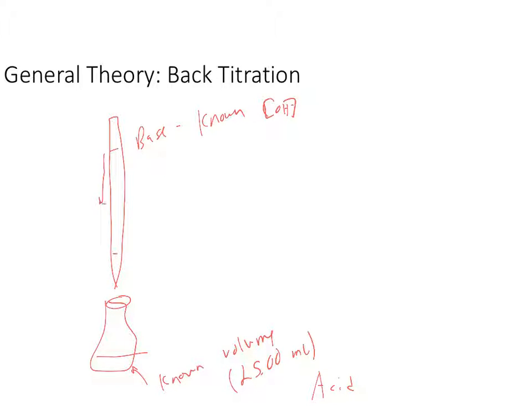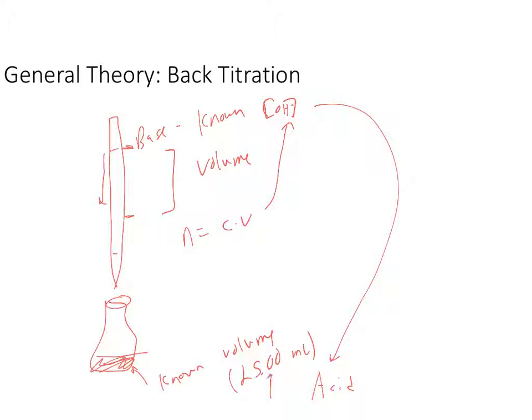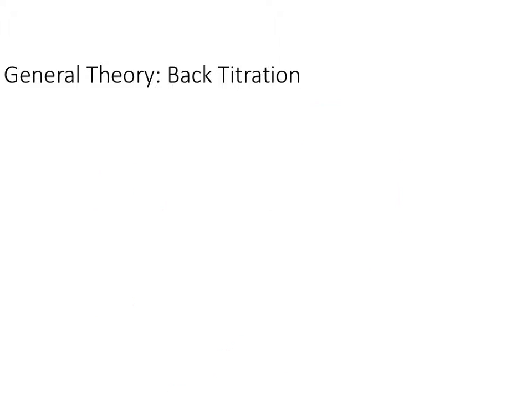And you add the base until it changes color, and you know the initial reading of the burette, you know the final reading of the burette, and so now we know the volume, and because we know moles equals concentration times volume, I can calculate the moles of base, and because of stoichiometry I can calculate the moles of acid, and because I know the volume of the acid, if I want to find the concentration, it's moles over volume. So that's kind of how a normal titration works.